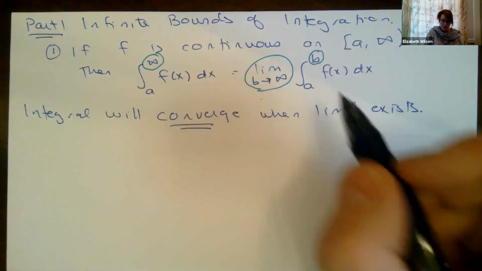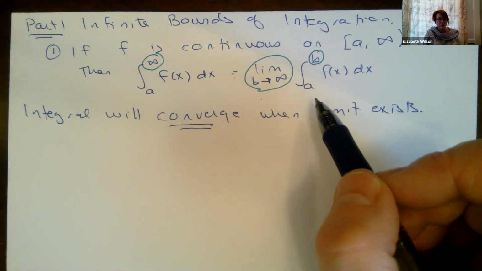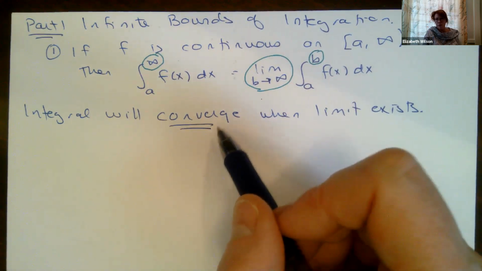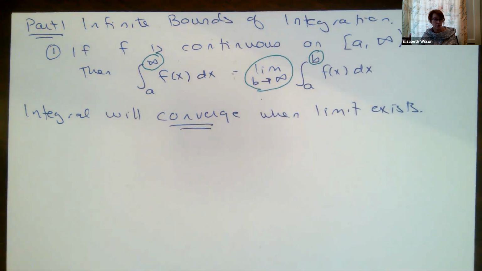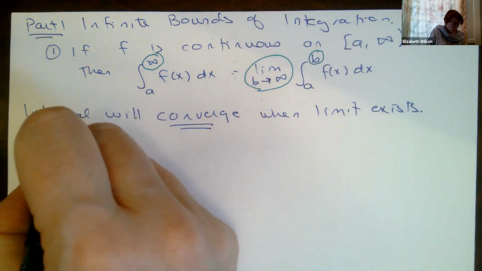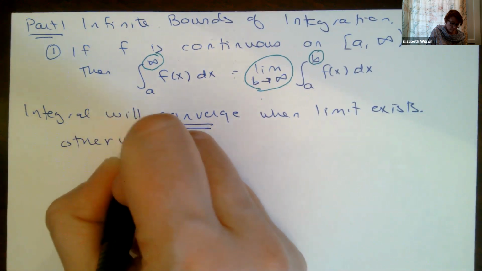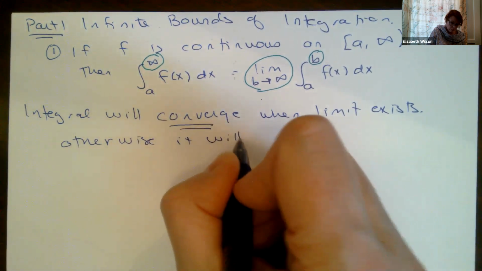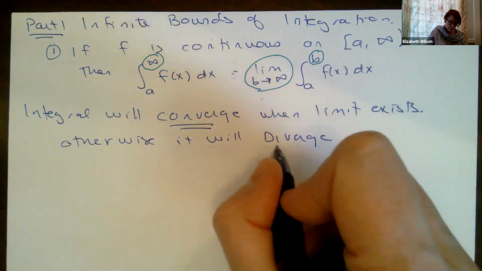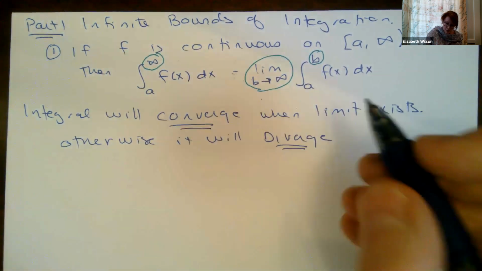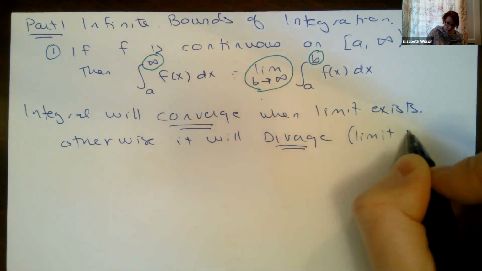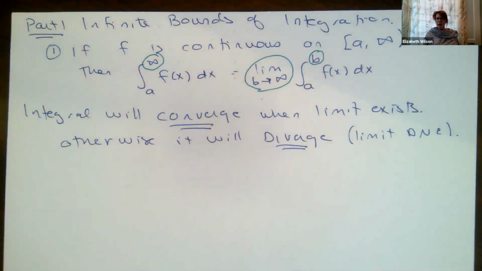Okay, so if after I do all this, the limit exists, I say the integral converges. The integral is going to converge to whatever my limit is equal to. Otherwise, it will diverge. So if the limit does not exist, okay, we're going to go through lots of examples so you can see, but you must say the limit exists, this is what the limit is equal to, therefore my integral converges to whatever that limit value is.